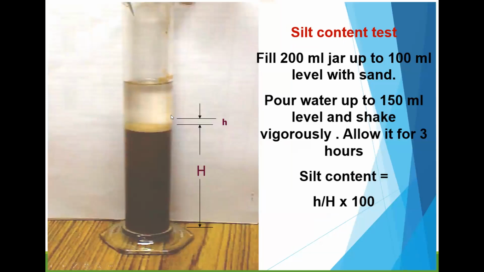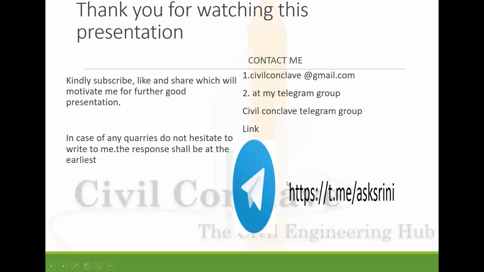See, again I show you the example. First fill the jar up to 100 ml with the sand, pour the water up to 150 ml, and allow it to stand for 2 to 3 hours. Then it will start settling. Here you can see the silt content: H is the total height, and the silt height is small h, so silt content is h divided by H, multiplied by 100.